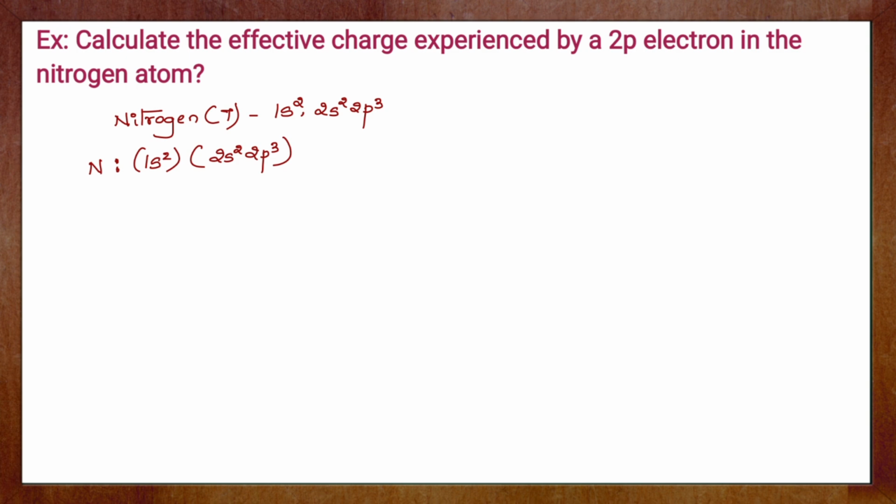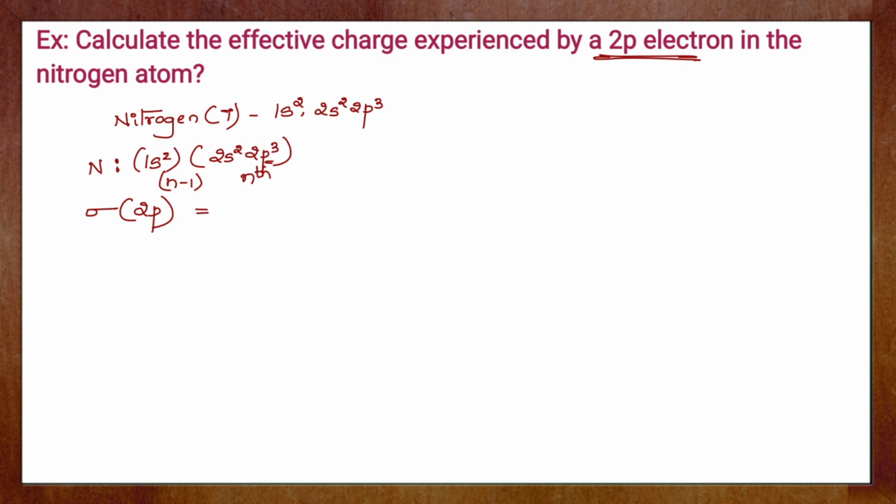Now we have to identify the electron of our interest. Here they have asked to calculate the charge experienced by a 2p electron. So the valence shell here is the p. We will be finding it for 1 electron of the p orbital. Other than that, we have 4 electrons in the second shell. Now we need to find out sigma for a 2p electron. Now let us calculate. This is the nth orbital and this is n minus 1.